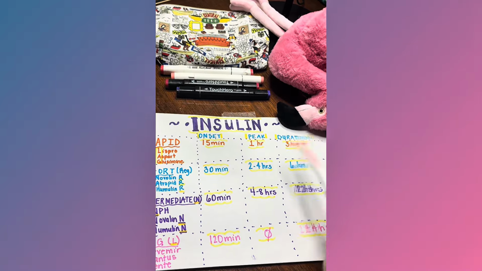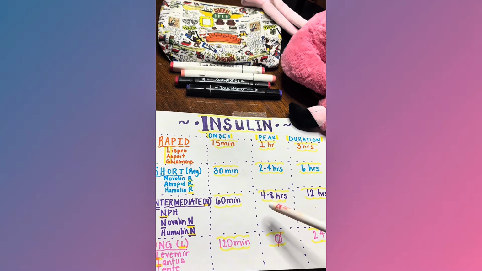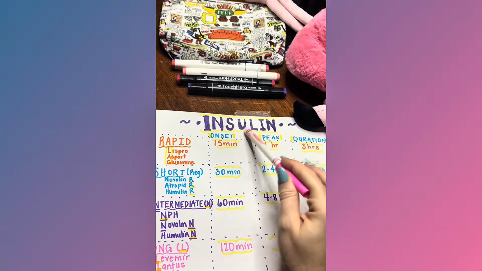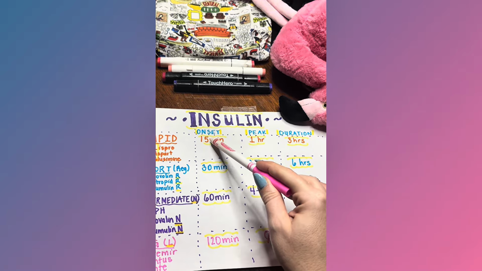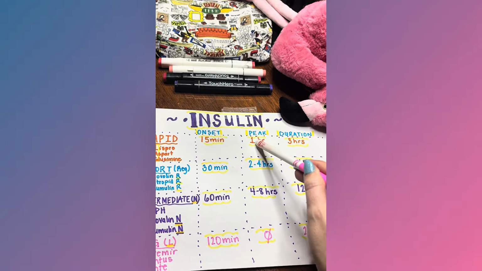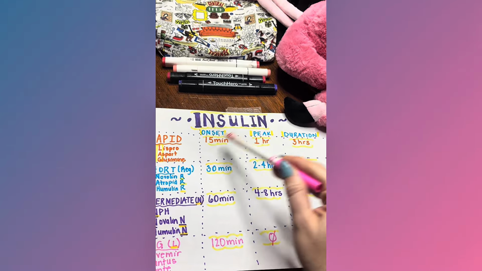If insulins confuse you, I have the easiest memory trick to help you remember these and never get them wrong on your exam. All right, so here are different types of insulins. We've got rapid, short, intermediate, and long. Here you have to know the onset, when does it start working, the peak, when does it hit its peak, when is it working the best, and the duration. Here's how to do it.